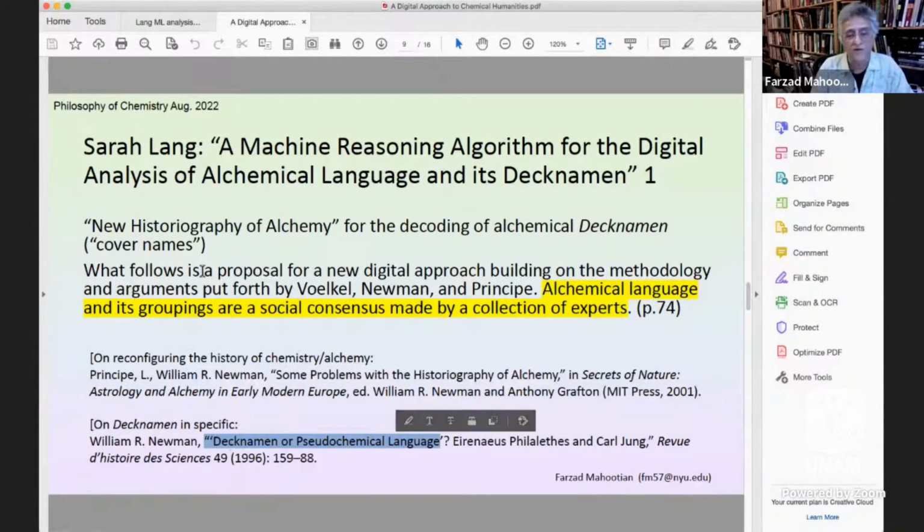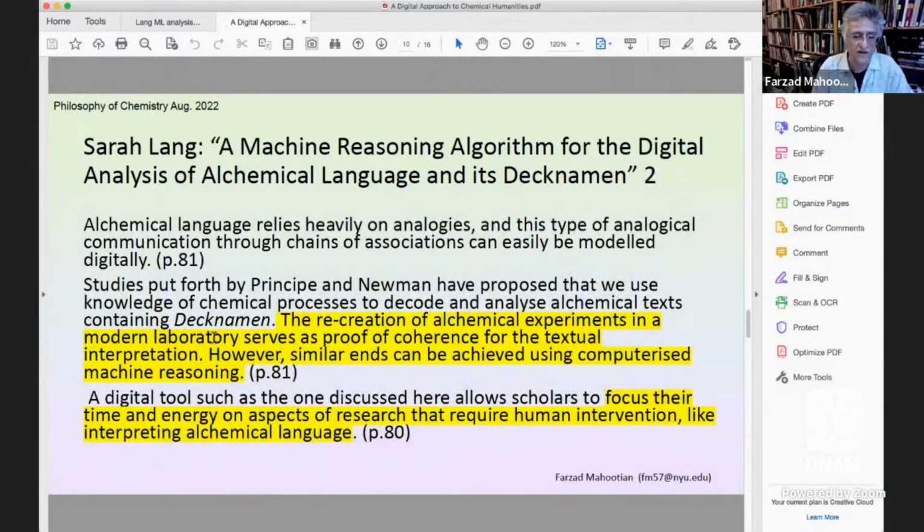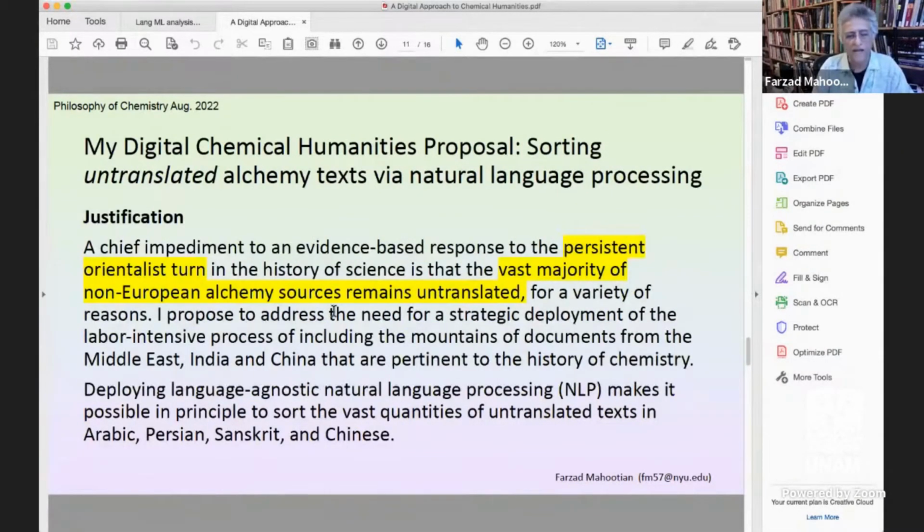Brilliant. And so what Sarah Lang is saying is that's great, but we can do that without going through the trouble of taking 20 years to figure out the decoding process and then trying to do it physically to show that it worked. We can do this with machine learning algorithms. So very much to my heart, I agree completely. This is a big time saver. We can achieve similar ends. That's great. And so comes my proposal here.